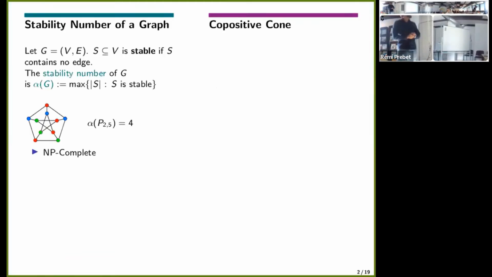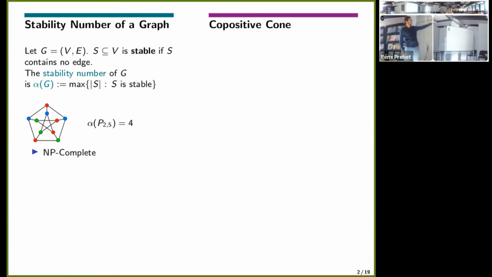The main players of this talk are going to be these two objects: the stability number of a graph and the copositive cone. Let me start by defining the stability number of a graph. If we have a graph G, a subset of vertices S is stable if S contains no edge, and the stability number of G, denoted by alpha of G, is the maximum cardinality of a stable set.